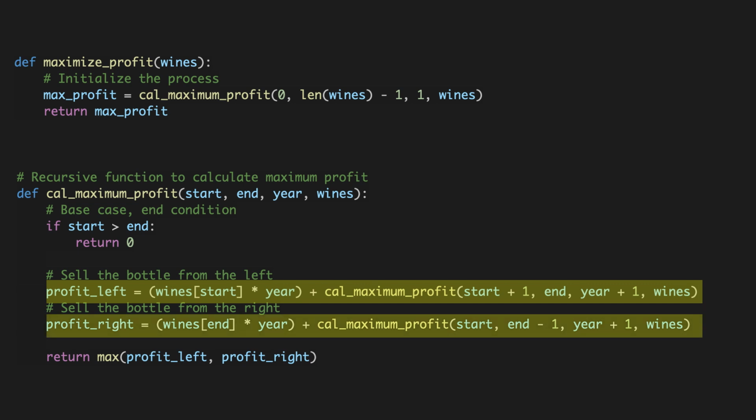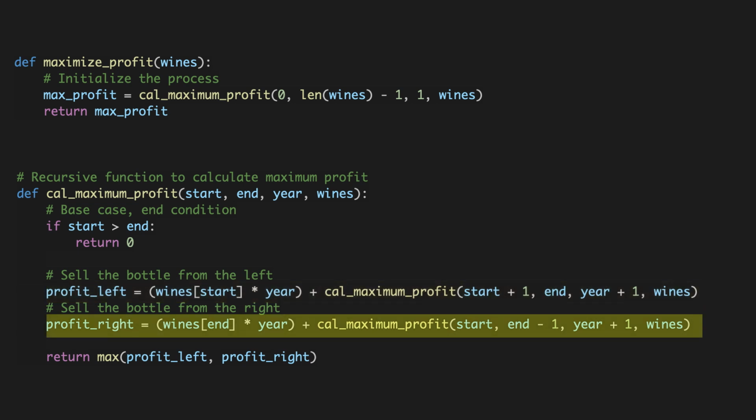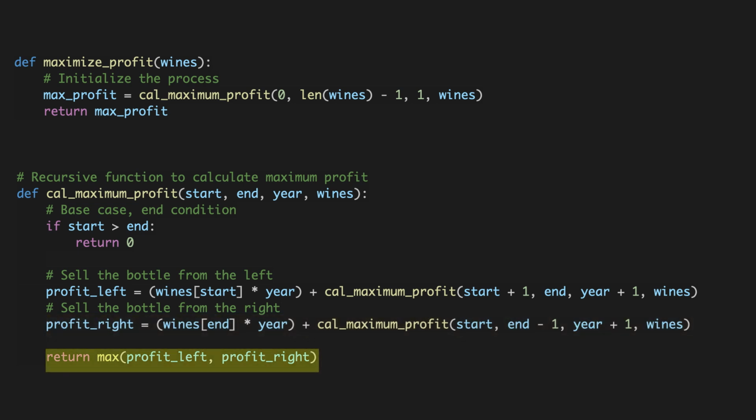For our second choice, we will sell the bottle from the right. We will calculate its total profit and then recursively call the function to sell the remaining bottles. We will decrement the end index and increment the year. At the end, we will return the maximum of these 2 choices.